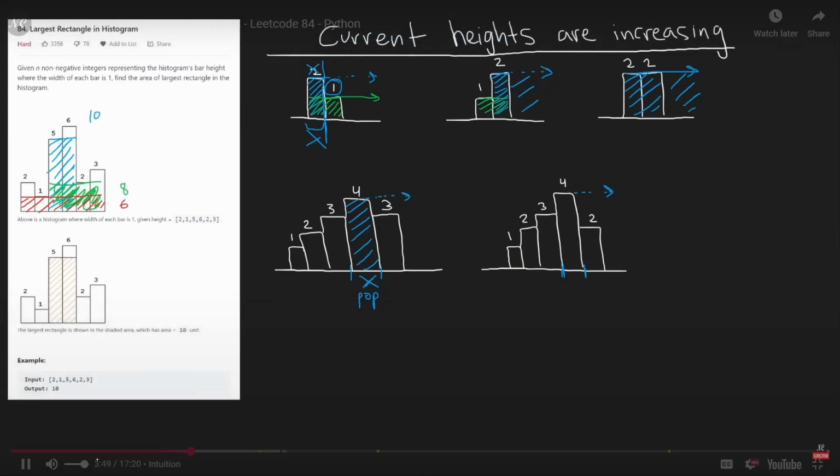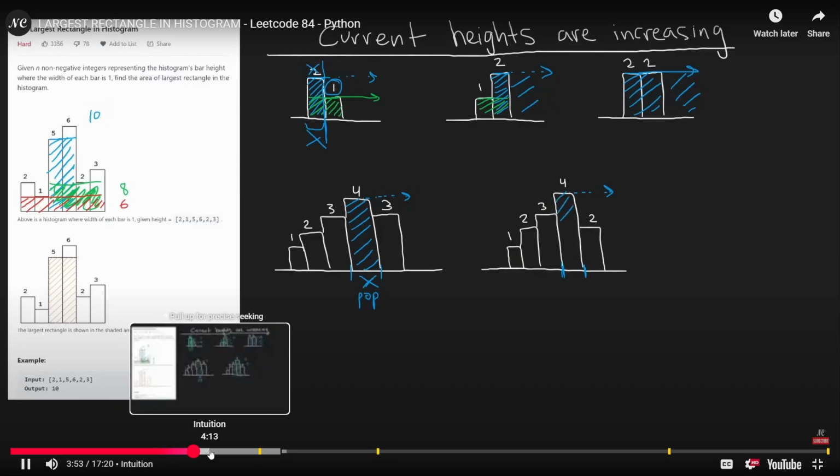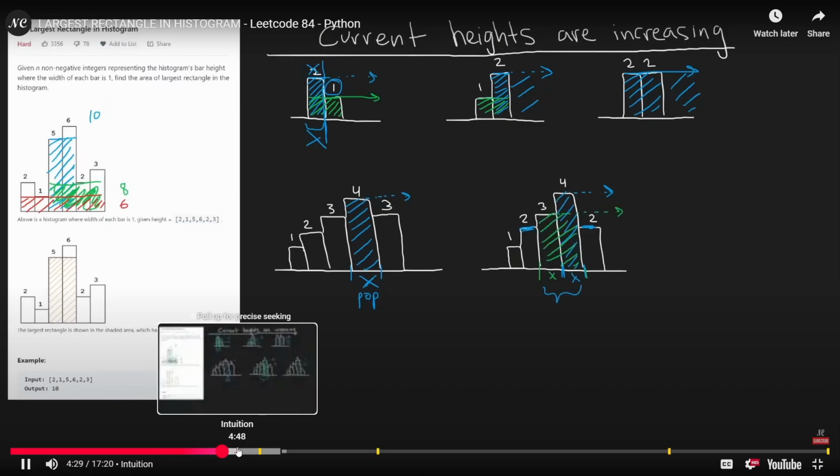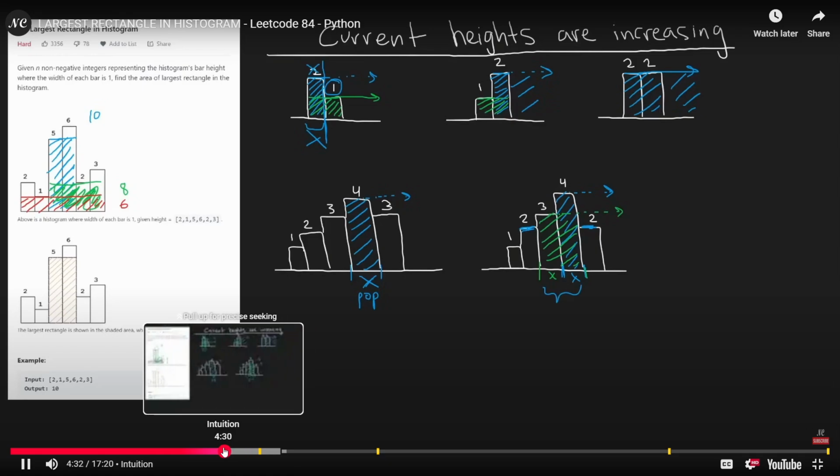And then we extended all the way until we got to this 2. So compute the area and then pop it, right? These two elements, the 3 and the 4, because we can't extend them any farther because now we reached a 2. Let's look at one last example to drive this point home.